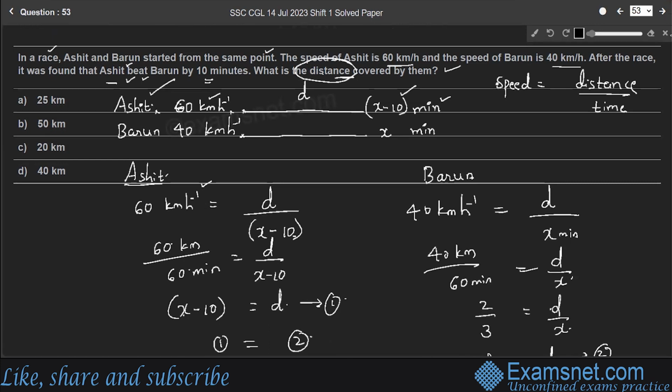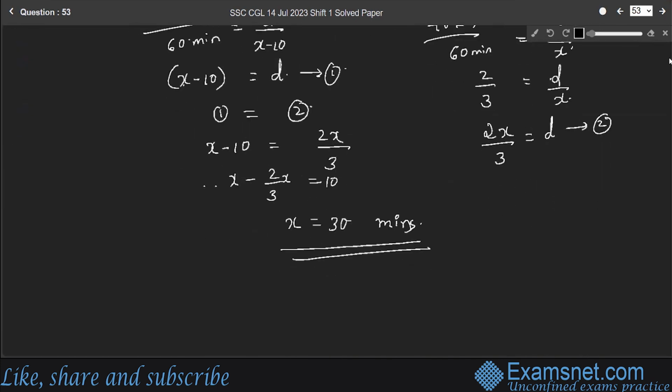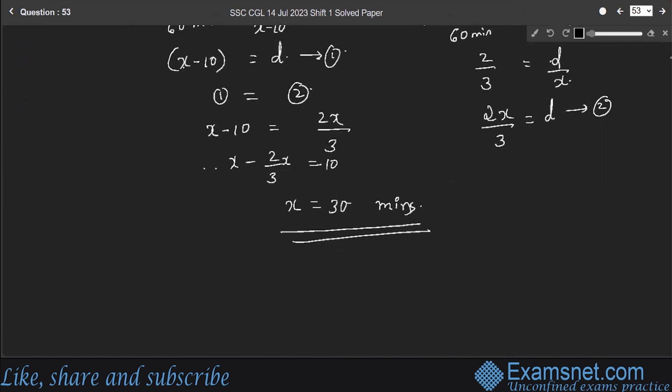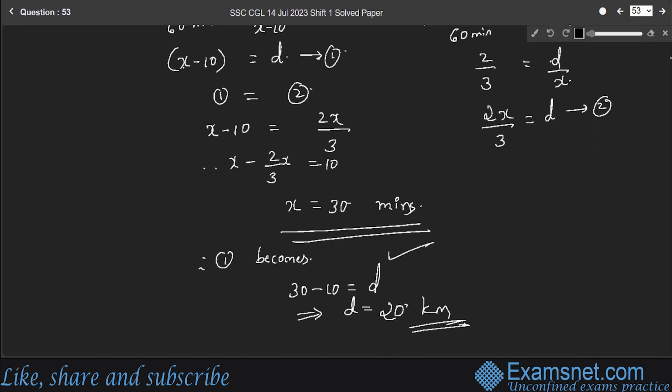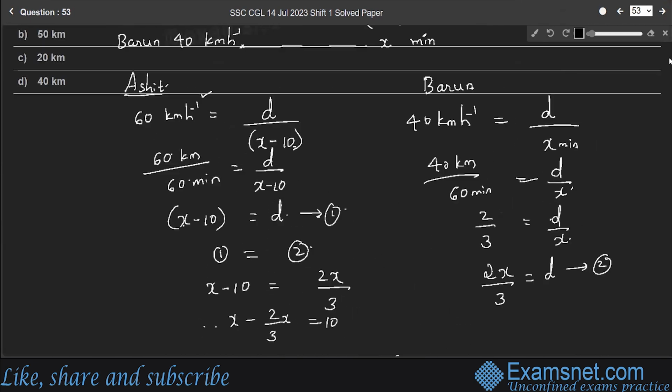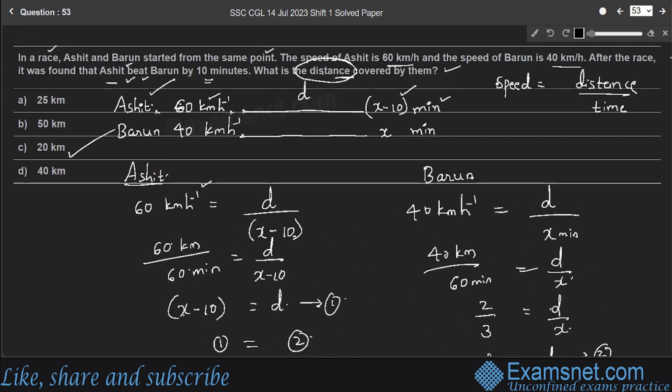Here, the question is, what is the distance covered by them? So, we need to find the value of d. Therefore, substitute the value of x in any of the equations. So equation 1 becomes x minus 10, which is 30 minus 10, is equal to d. This implies d is equal to 20, since d is distance in terms of kilometer. So distance covered by them is 20 kilometers. So option C is the right answer.